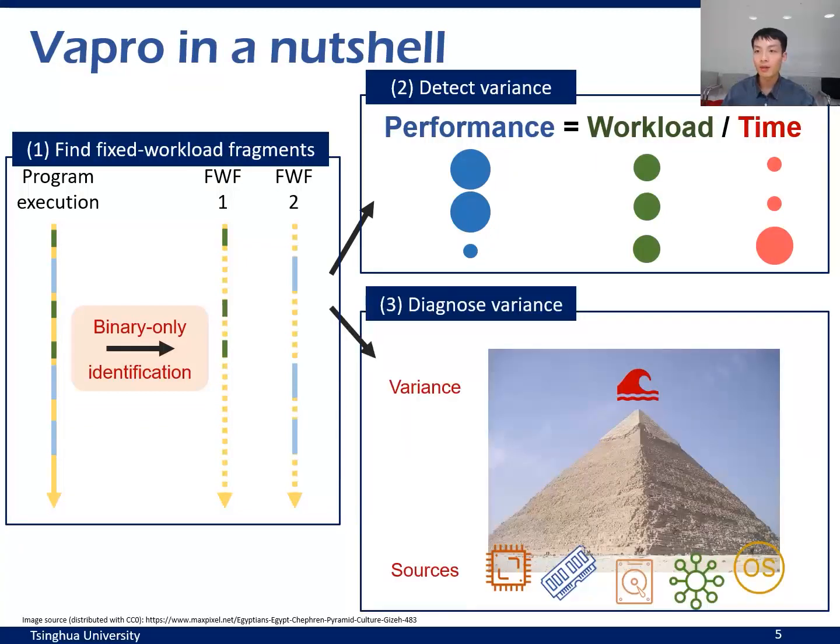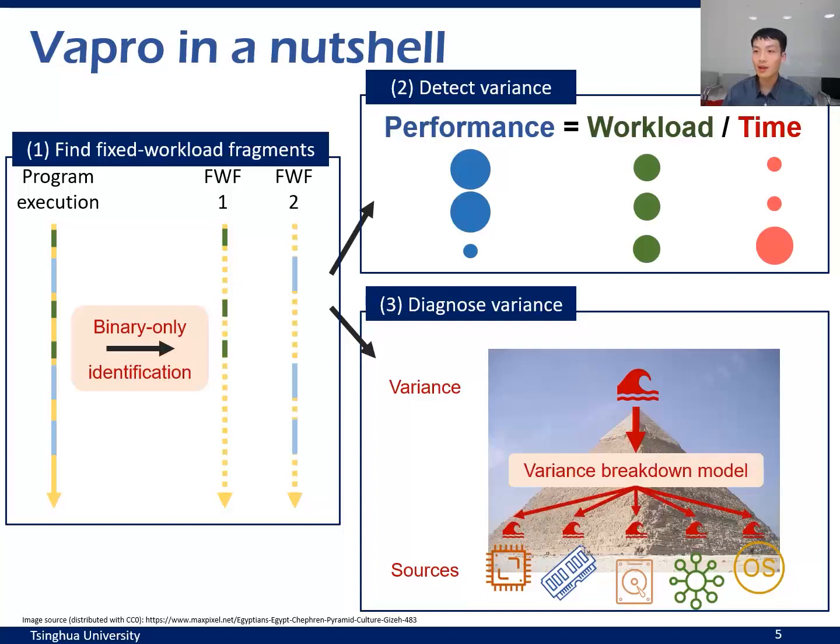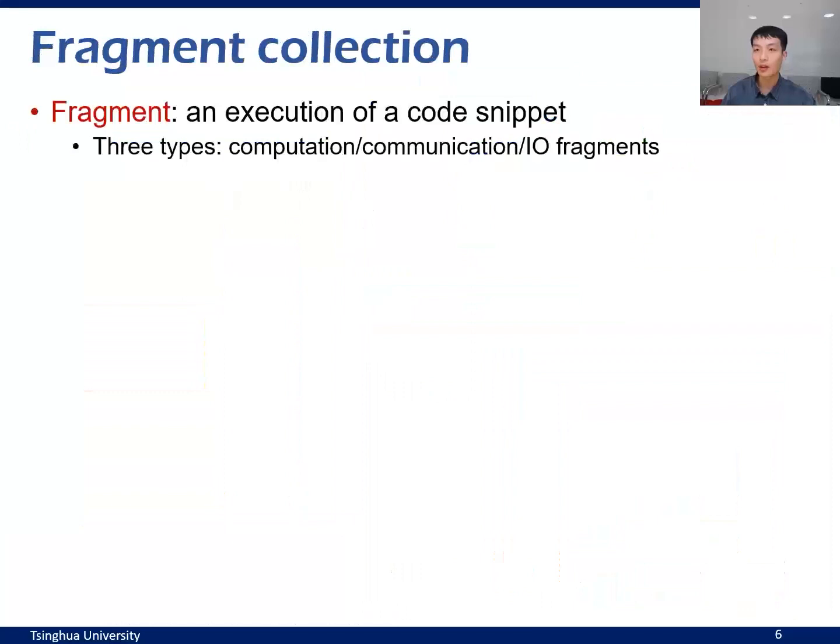Finally, we have known when and where variance happens, but there are many reasons for variance, including hardware reasons, such as processors, memory, disks, and networks, and software reasons, such as the operating system. To locate the reasons of variance, we propose a variance breakdown model. Based on it, the variance is broken down into different sources.